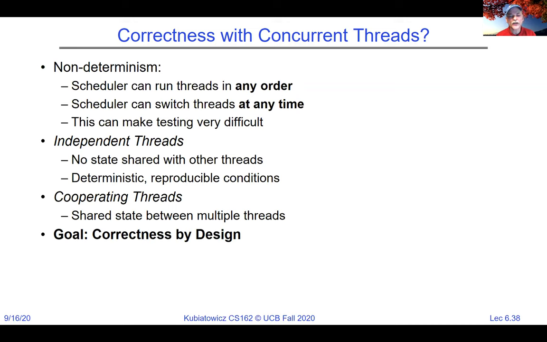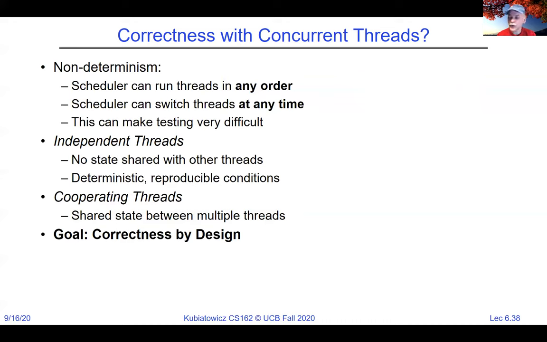I like to think of the scheduler as a malicious Murphy's Law device whose sole job is to run your code in the order that exposes the worst concurrent bug, and it's going to do it at the worst time. So that's the Murphy's Law scheduler. All schedulers are Murphy's Law schedulers. And so our only defense is to design our code correctly so that it's not subject to the Murphy's Law scheduler.